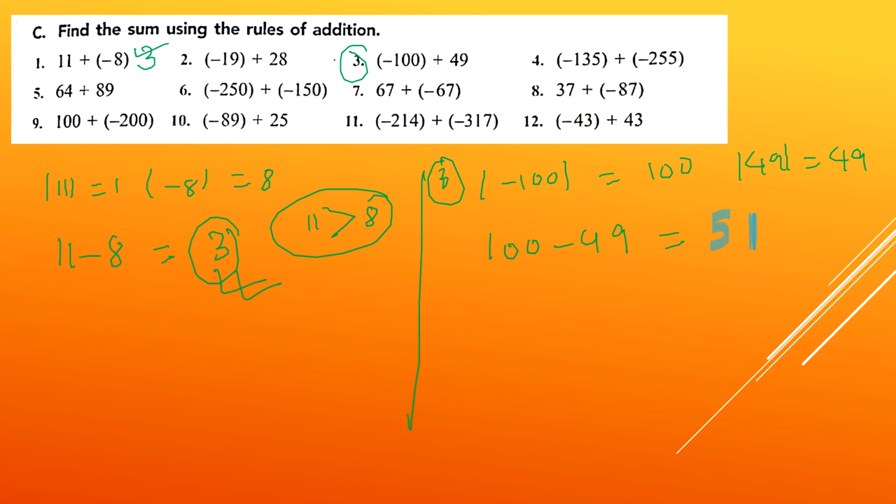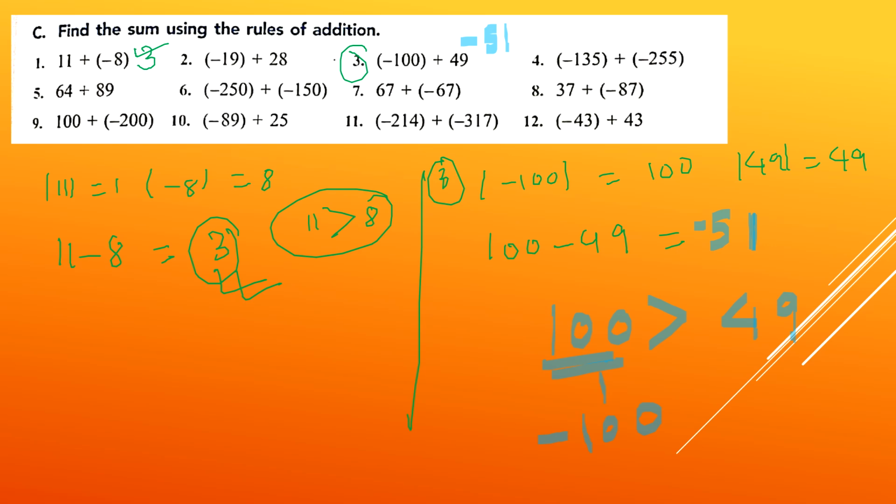So 51. But again you see they are saying 100 is greater than 49. But 100 has actually a negative sign in front of it. Therefore, a negative sign will come in front of 51. So your answer will be minus 51. This is how it has to be done. You have to understand whether the number is negative or positive and which one is greater.